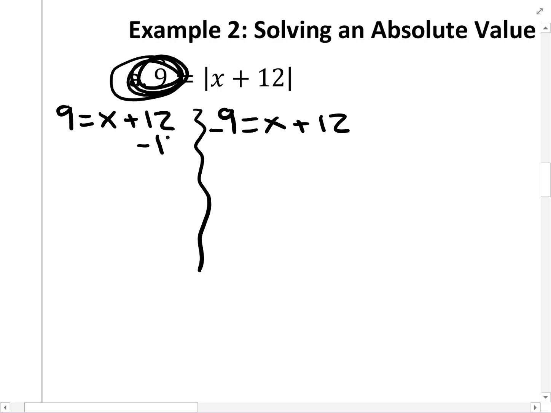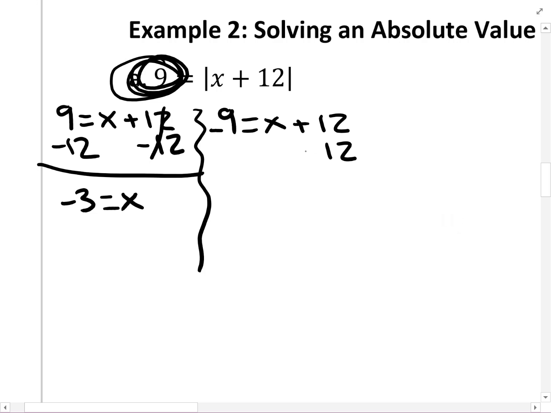So solve these by subtracting 12. You should have -3 equals x. Subtract 12. You should have -21 equals x. And now I'm finished solving my cases. Very last step.